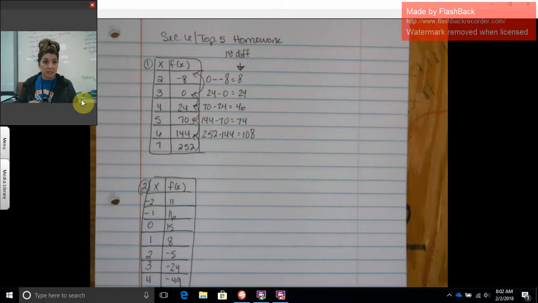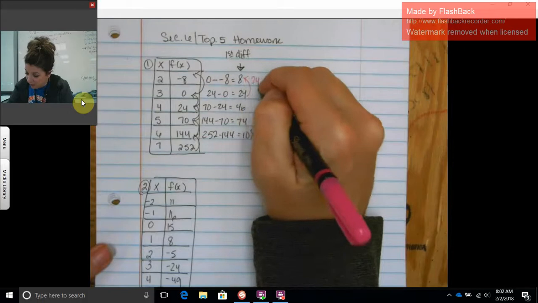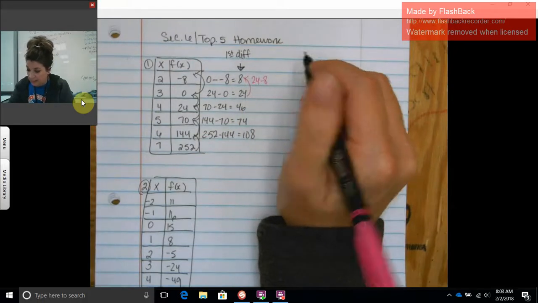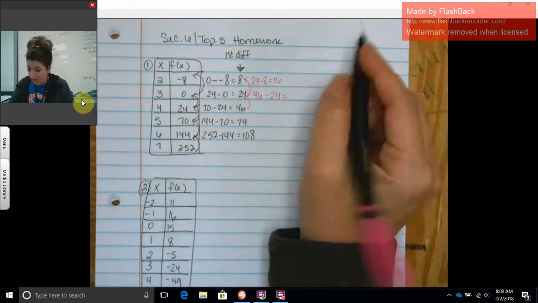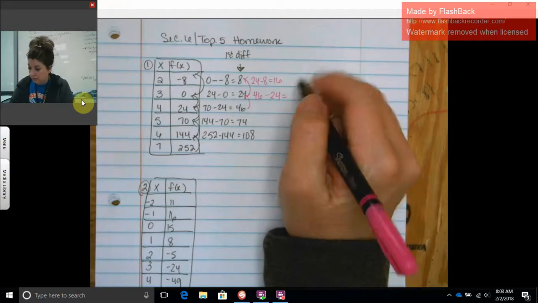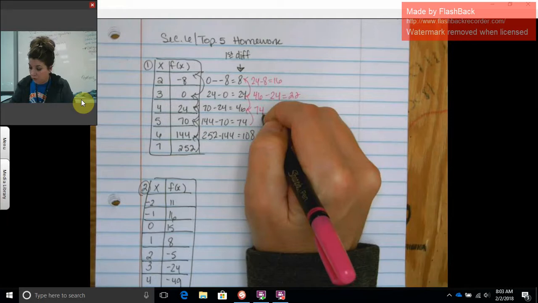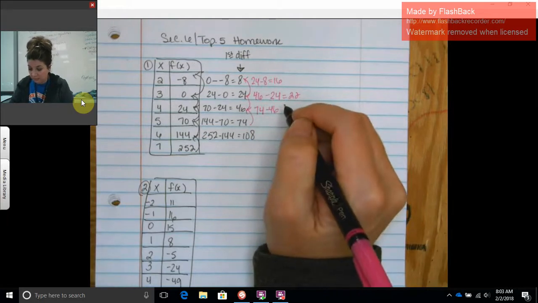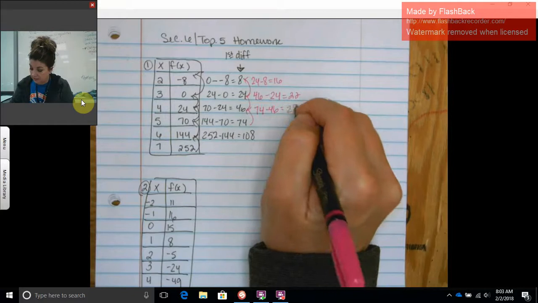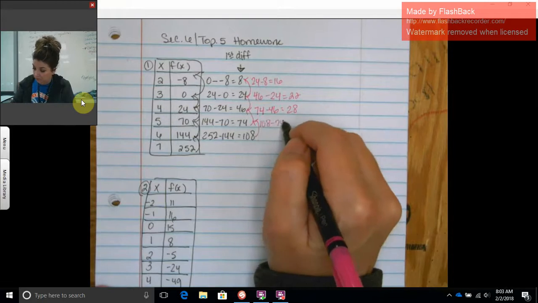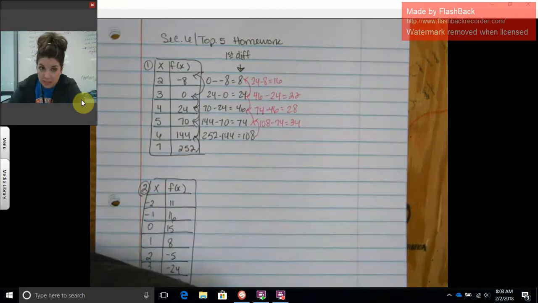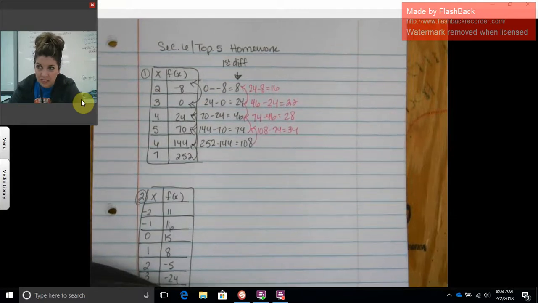Okay? So what do we do now? We find the second differences. Okay, kids? So we do 24 minus 8 is 16. 46 minus 24. 74 minus 46. 108 minus 74. 34. Does this have 2 degrees? No. What do we call a polynomial with 2 degrees? A quadratic. It does not have 2 degrees.